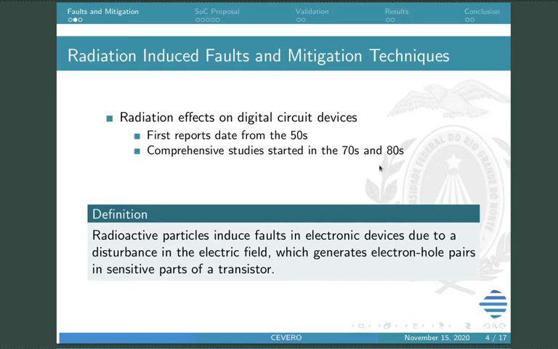A simple definition is that radioactive particles induce faults in electronic devices due to a disturbance in the electric field, which generates electron hole pairs in sensitive parts of the transistor. These pairs may later be collected by the devices, and the main effect is that the state of the device may flip from 1 to 0 or from 0 to 1. This change of state may later be related to an error in the device.